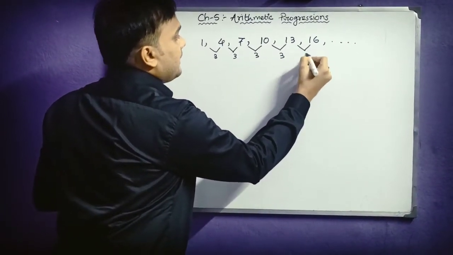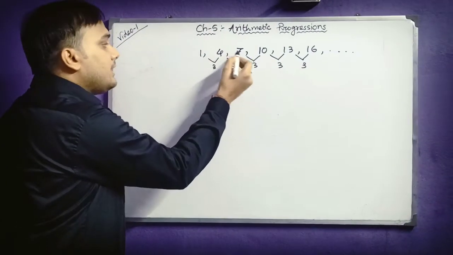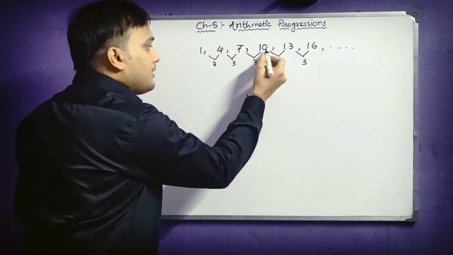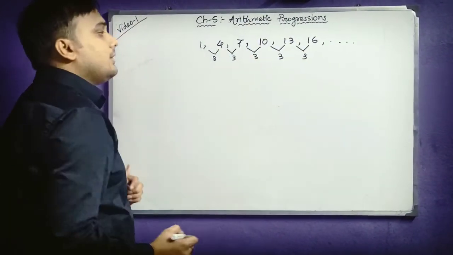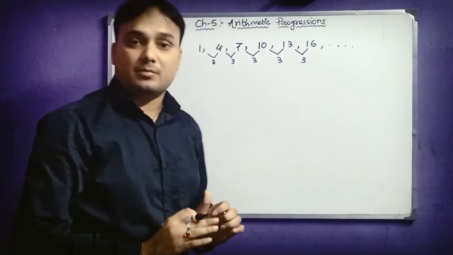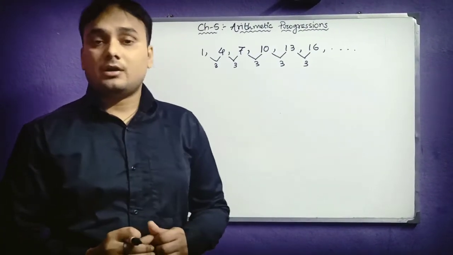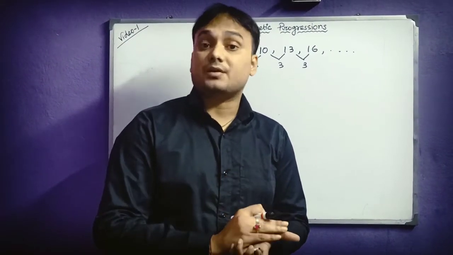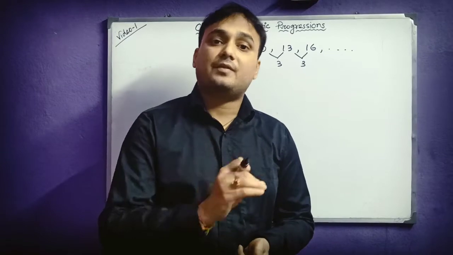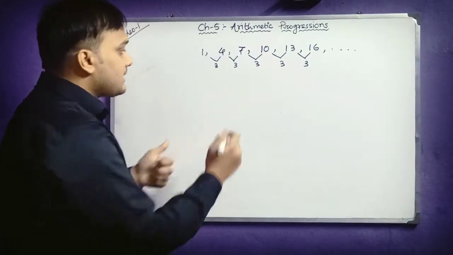You can see the difference of every successive number, that is 4 minus 1 is 3, 7 minus 4 is 3, 10 minus 7 is 3, 13 minus 10 is 3, 16 minus 13 is 3. So this kind of sequence has been given a special name called arithmetic progression. That means arithmetic progression is a sequence of numbers in which the difference of every successive number is constant, and here that constant is 3.